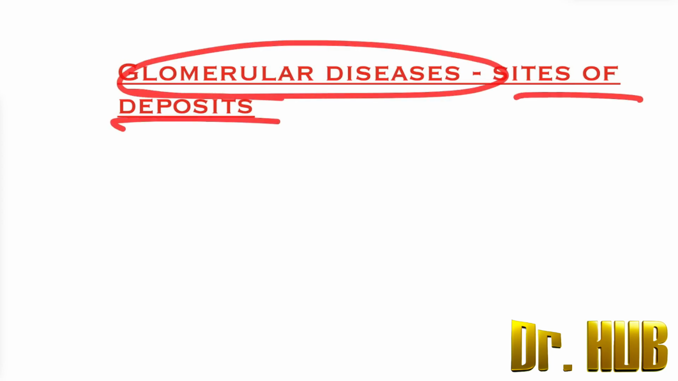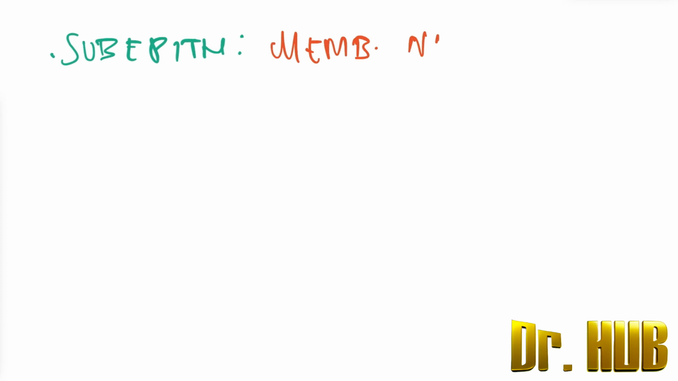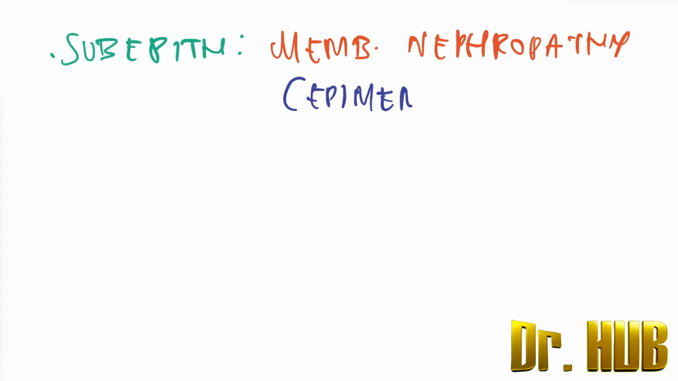Glomerular diseases, and you're looking at the sites of deposits. So the first site we'll be looking at is the subepithelium. In subepithelial, we'll include the membranous nephropathy, which is the epimembranous. Next is the presence of the PSGN. So all these are subepithelial: PSGN as well as the membranous nephropathy.